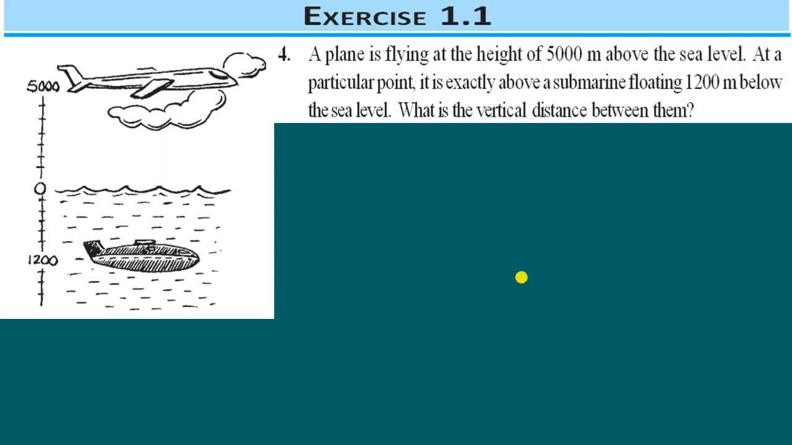Dear friends, today we shall discuss exercise 1.1 question number 4. A plane is flying at a height of 5000 meter above the sea level. Here, see, this is above the sea level. At a particular point, it is exactly above a submarine floating 1200 meter below the sea level. What is the vertical distance between them?